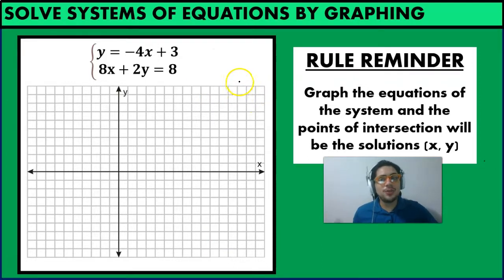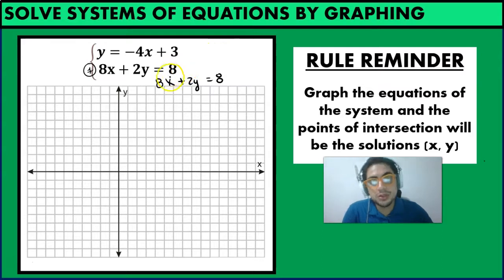Okay, so let's try with this one. Now guys, remember that in order to graph a linear equation, a linear function, you have to remember to graph 2 points for each line, right? So let's try using the second one, for example. We're going to see that 8x plus 2y is equal to 8, right? So you get to choose 2 points, right? So we have 8x plus 2y is equal to 8. You choose, again, the points that you want to graph.